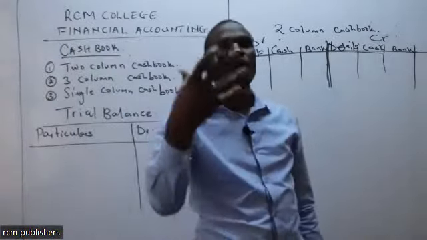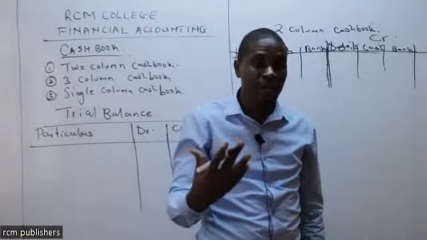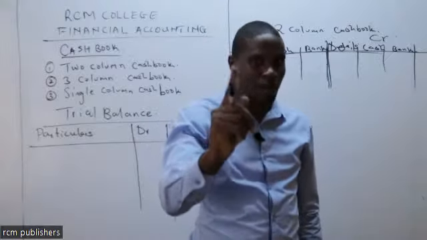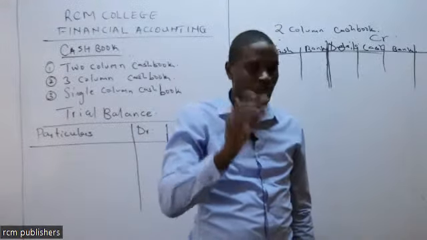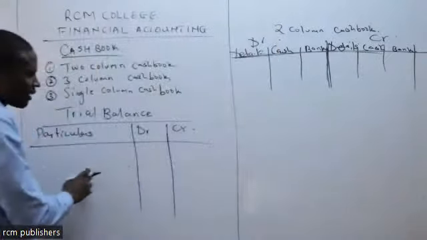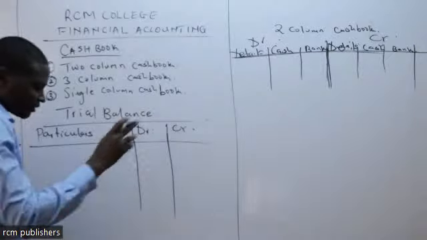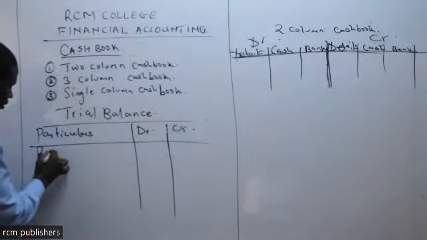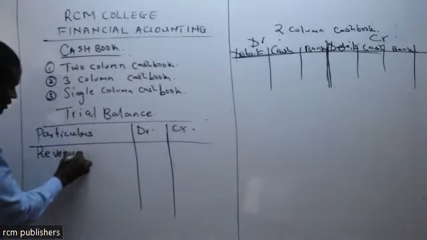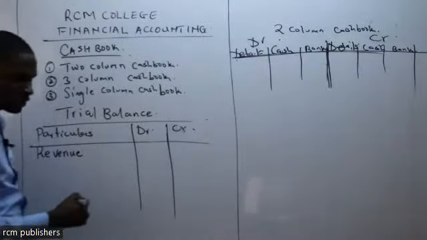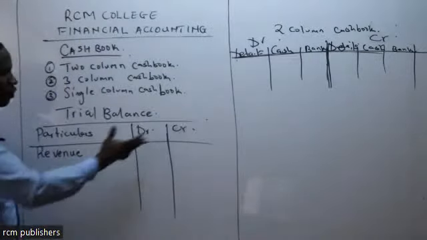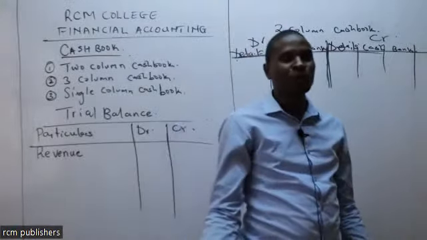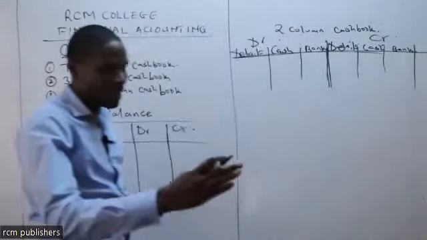You expect to be given a trial balance. Why? Because the examiner wants you to prepare income statements and a balance sheet, and you derive the information from the trial balance. I want somebody to tell me where I should put my revenue here, because this is just an illustration. Do we debit or do we credit revenue in the trial balance?